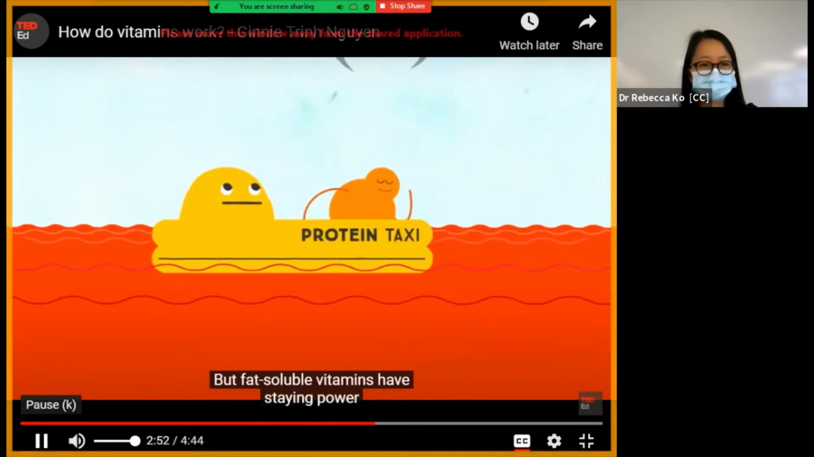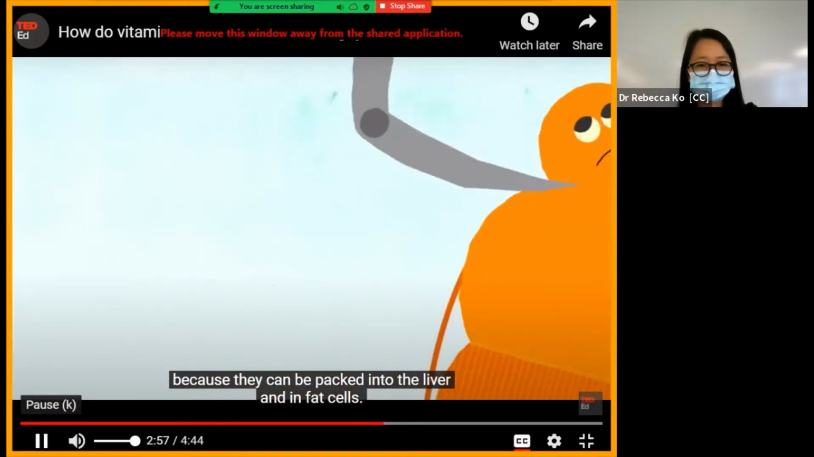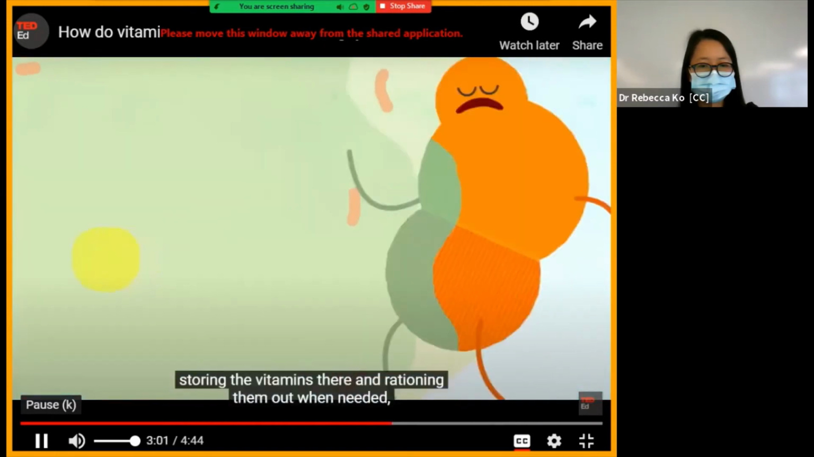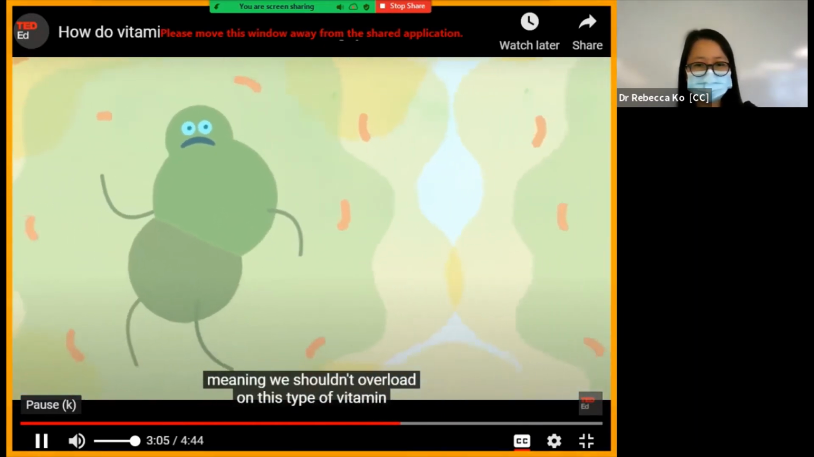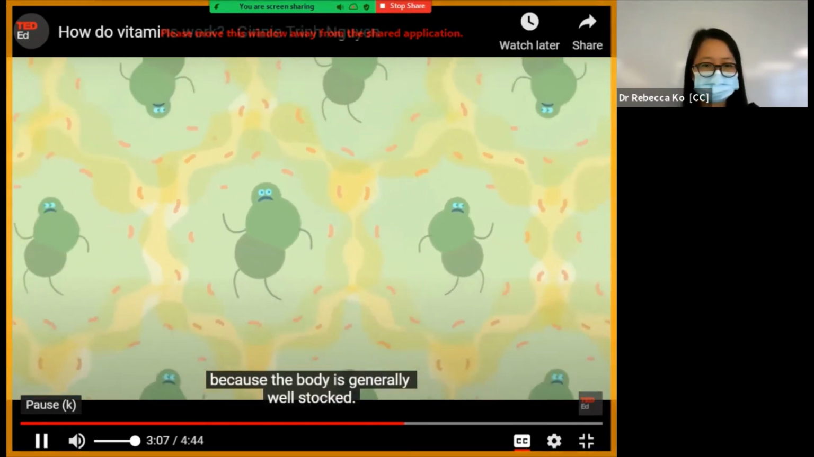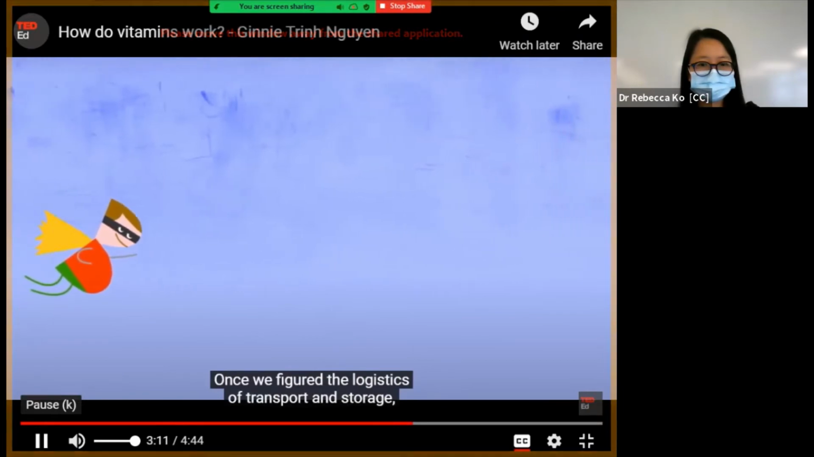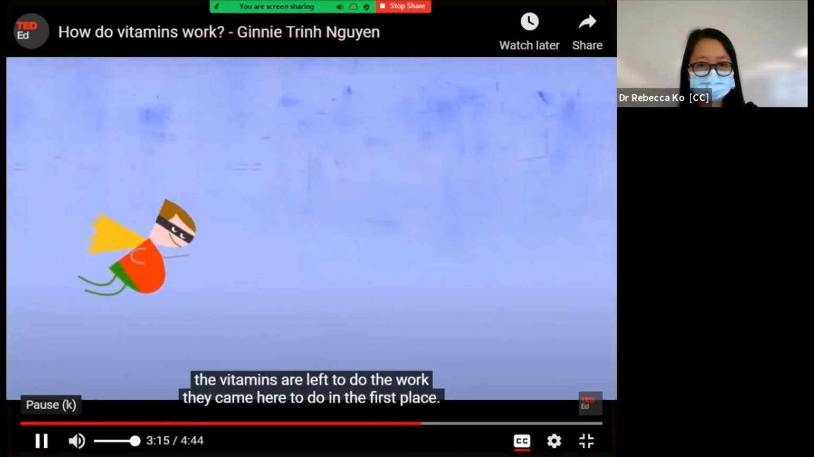But fat-soluble vitamins have staying power because they can be packed into the liver and in fat cells. The body treats these parts like a pantry, storing the vitamins there and rationing them out when needed. Meaning we shouldn't overload on this type of vitamin because the body is generally well stocked. Once we've figured out the logistics of transport and storage, the vitamins are left to do the work they came here to do in the first place.